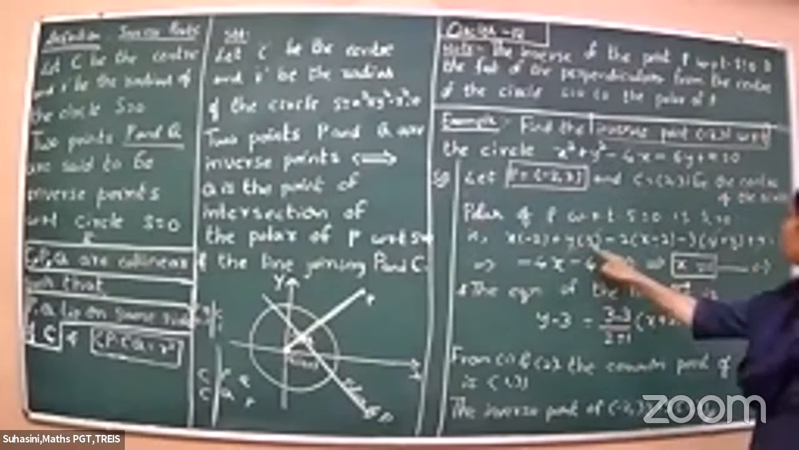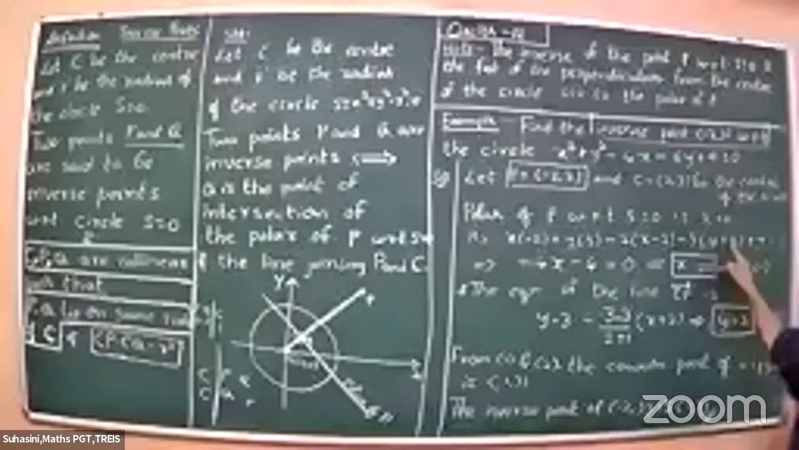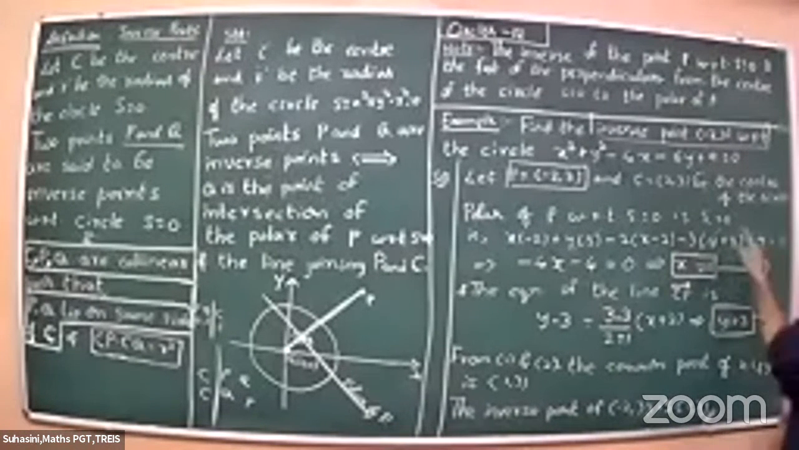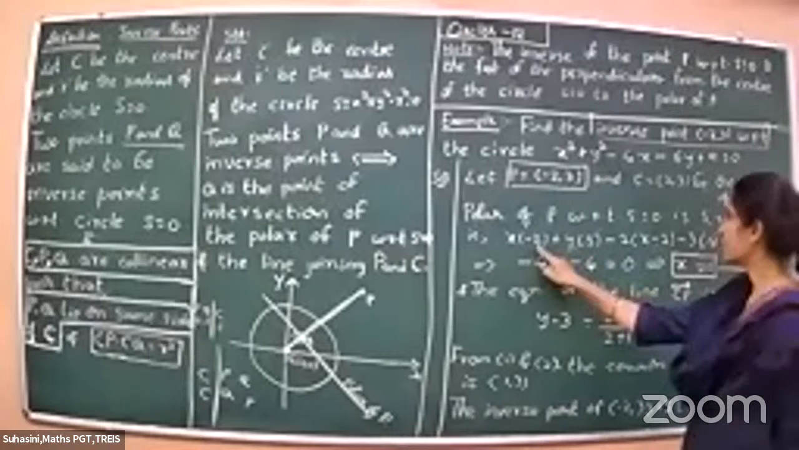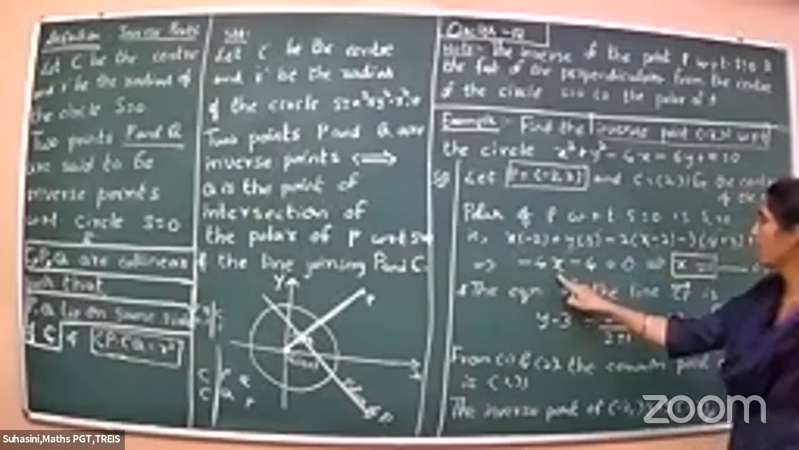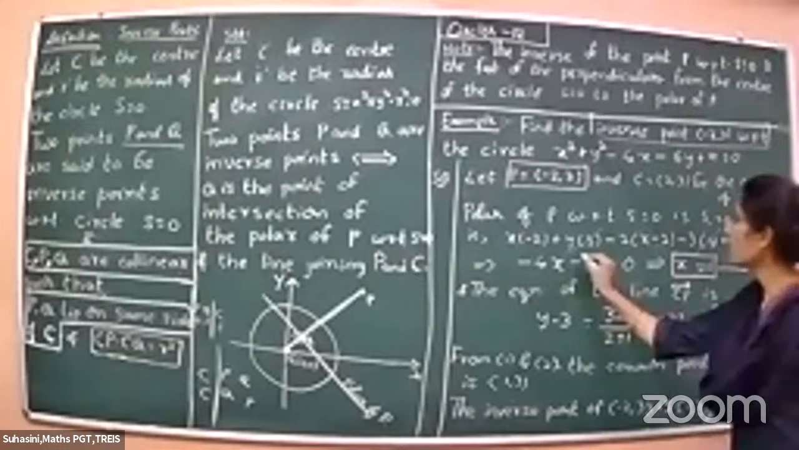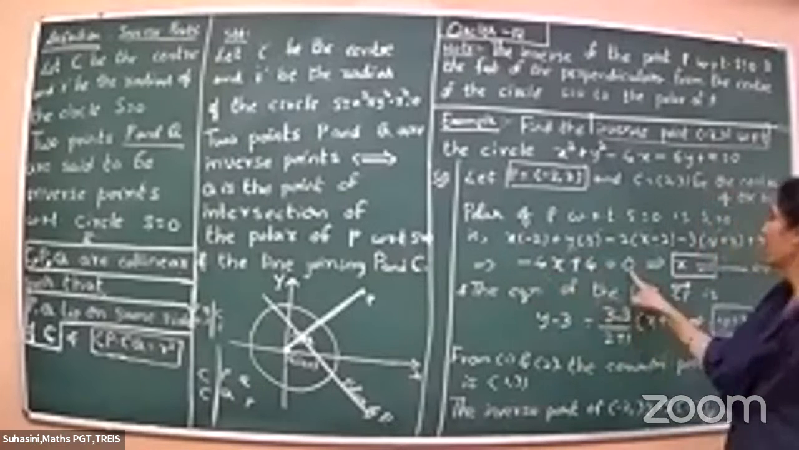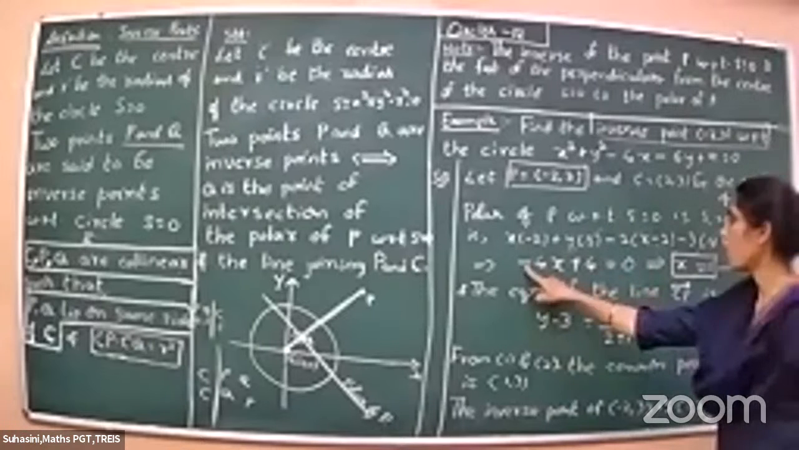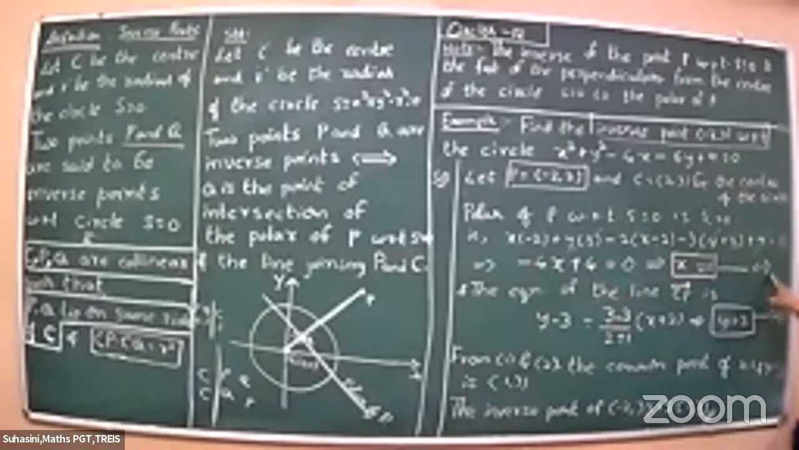On simplification, the 3y and −3y get cancelled. And −3 into 3 is −9, so −9 plus 9 gets cancelled. Then we will be remaining with x terms and constants: −2x, and −2x minus 4x, and minus into minus gives plus 4, equal to 0. Sorry, so it is −4x + 4 = 0. Taking −4 common, this is x − 1 = 0, from which x = 1. Take this as equation 1. So we got the polar of P.